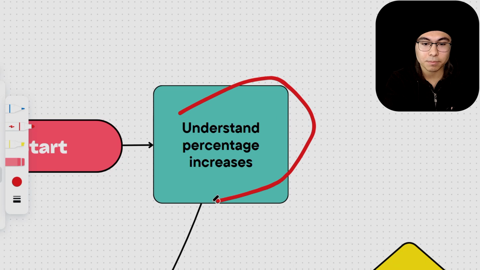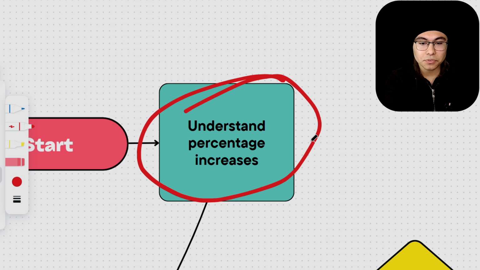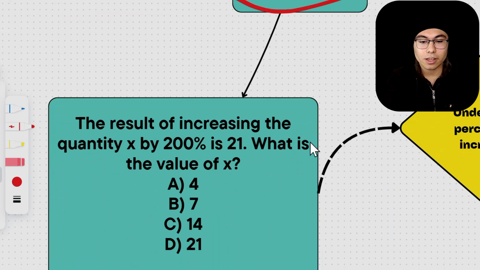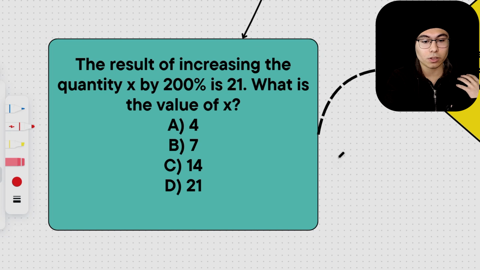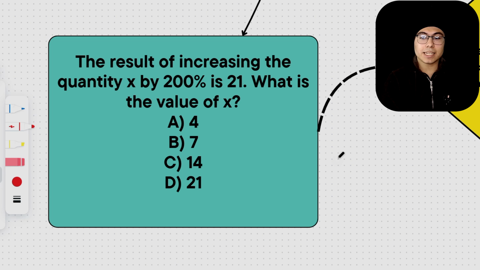So it's all about understanding percentage increases. A lot of the time on the SAT, in many of the exams, there are always questions related to percentages, so it's really important to understand this strategy. Firstly, before telling you how the strategy works, I want to show you the SAT question that will illustrate how it's used. The result of increasing the quantity X by 200% is 21. What's the value of X?